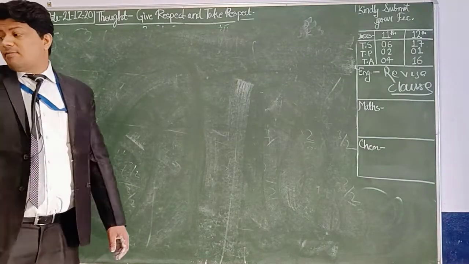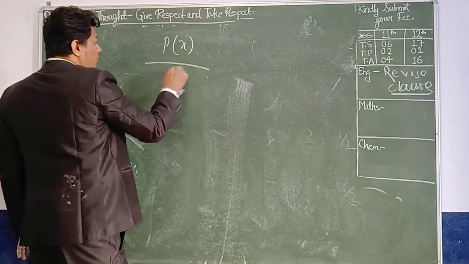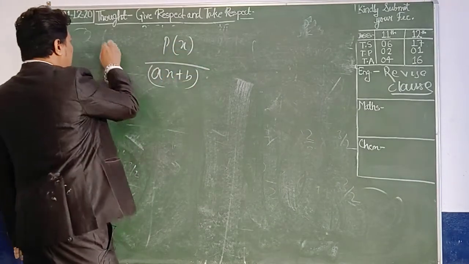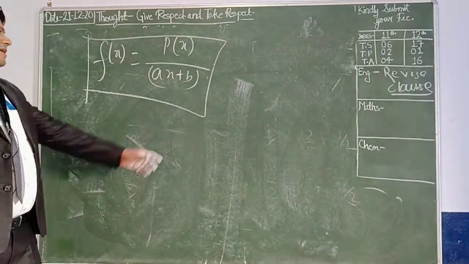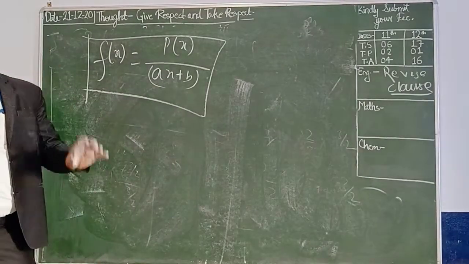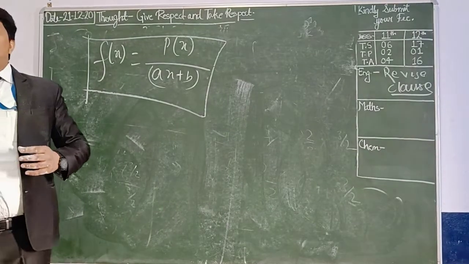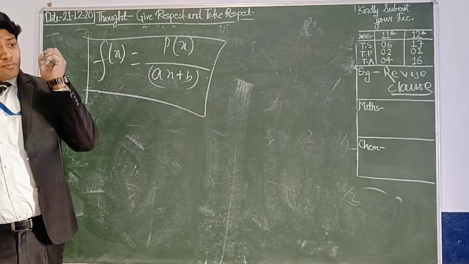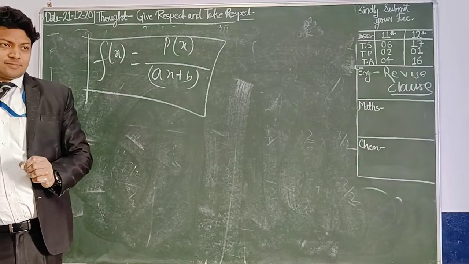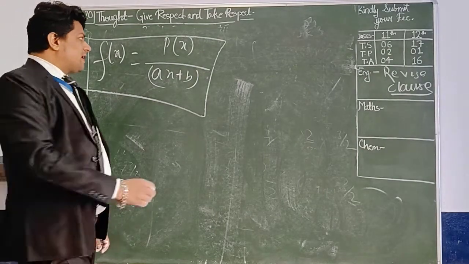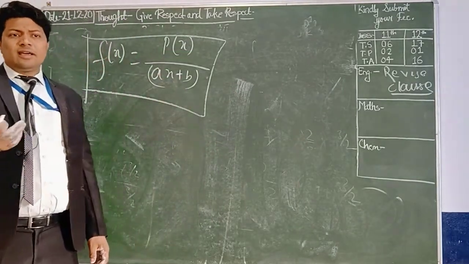The concept is like this: whenever we have a function of the form p(x) upon (ax plus b) power n. If f(x) is in this form, p(x) upon (ax plus b) power n, is it clear? If this is the general form, then in the first step you have to check the degree of p(x). Degree of p(x) means x square, x power 3, x power 4, x power 5, clear?